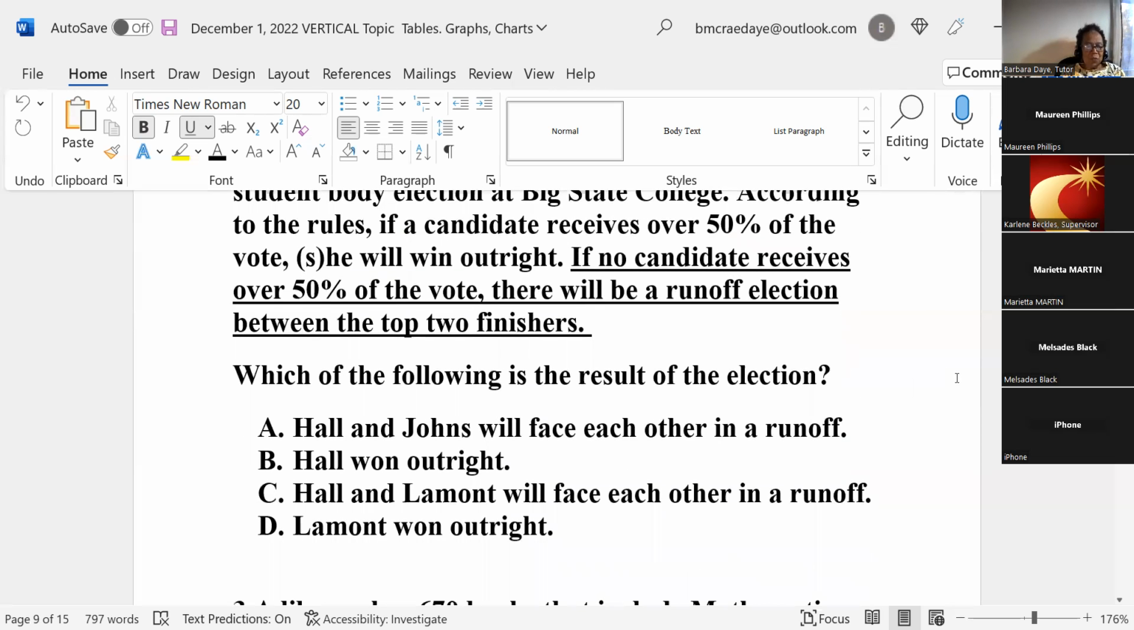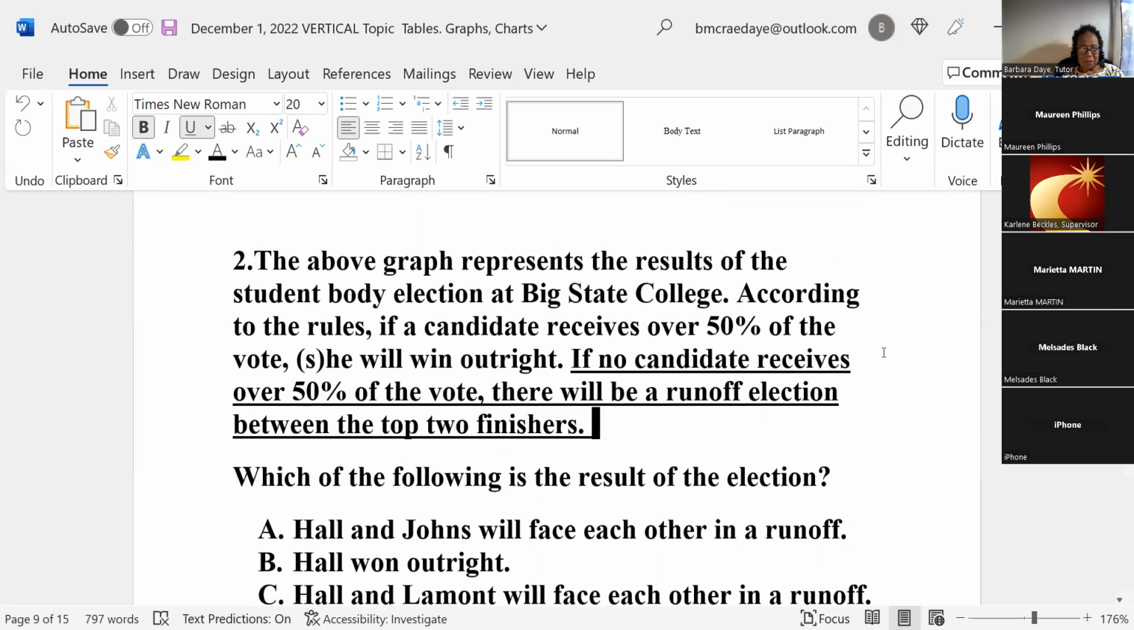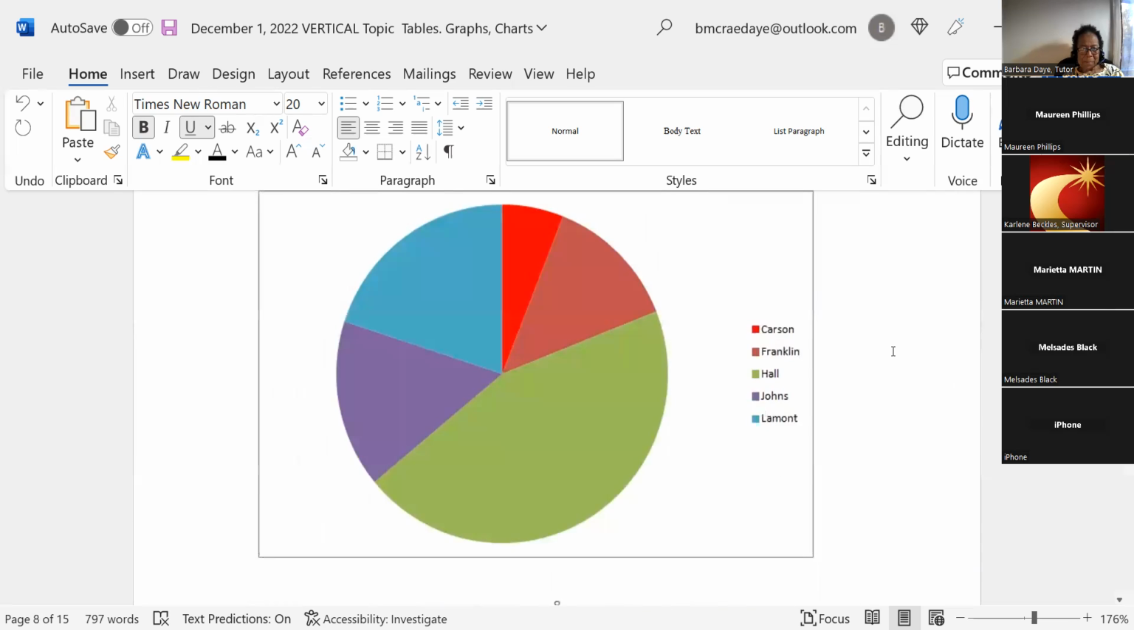Who are the top two finishers? Which answer would be correct? A, B, C, or D? C. What would you say, Marietta? Let me go back up to the graph for you. Look at the top two finishers. So which two have the biggest slice there, Marietta?